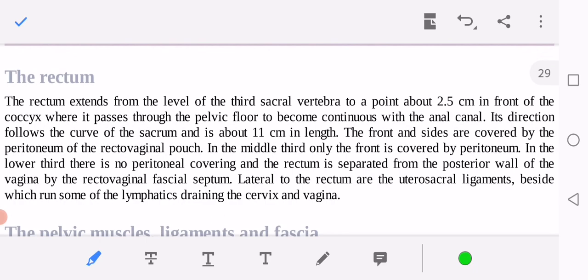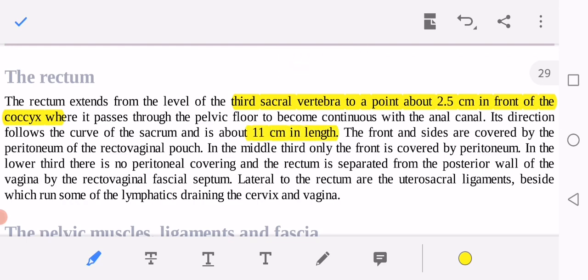The rectum extends from the level of the third sacral vertebra to a point about 2.5 centimeters in front of the coccyx, where it passes through the pelvic floor to become continuous with the anal canal. Its direction follows the curve of the sacrum and it is about 11 centimeters in length.